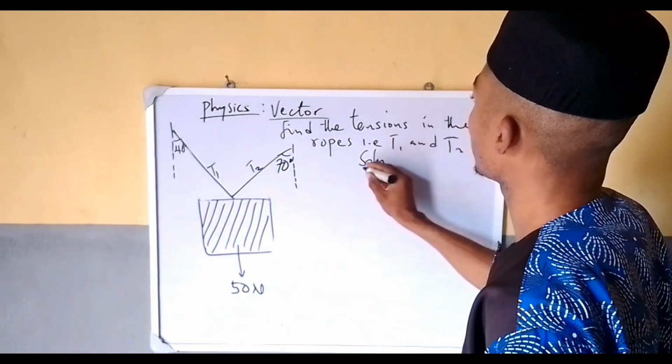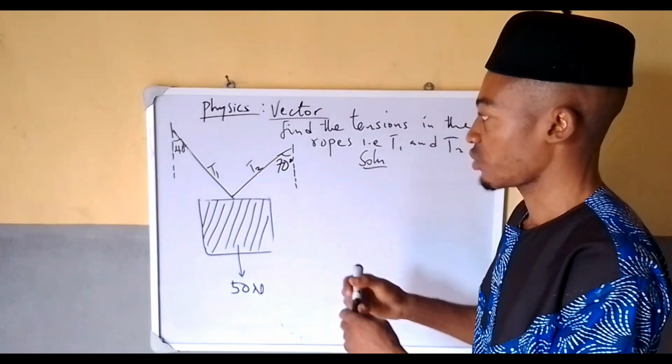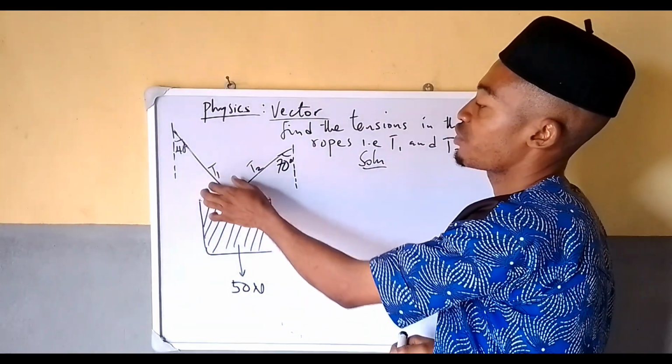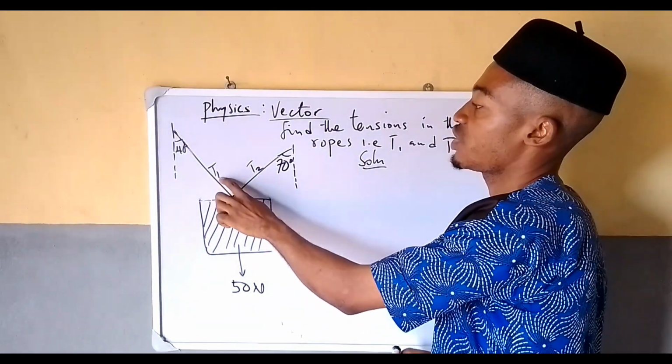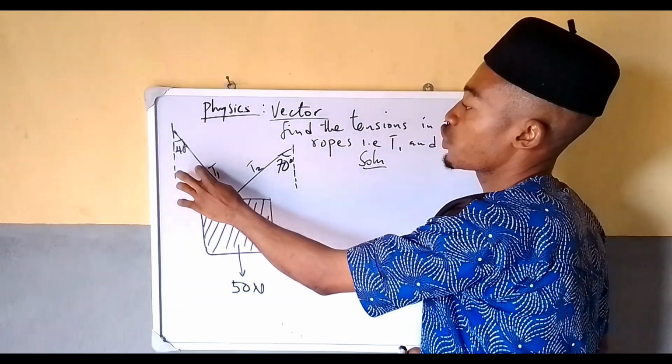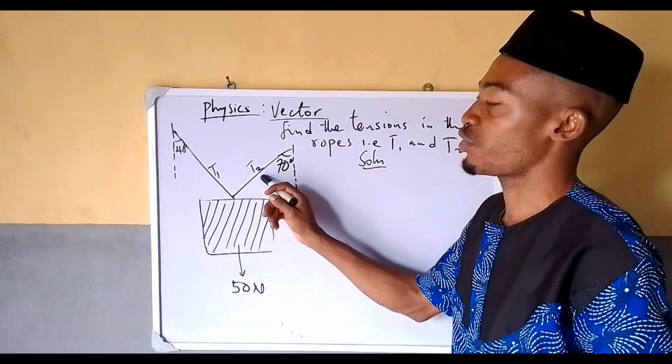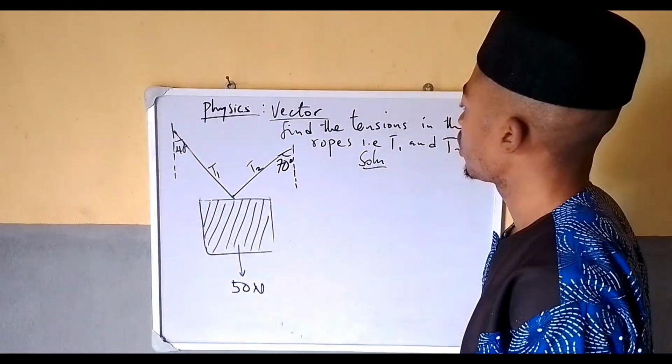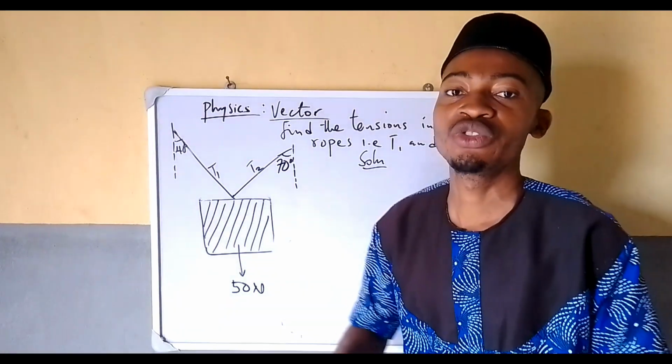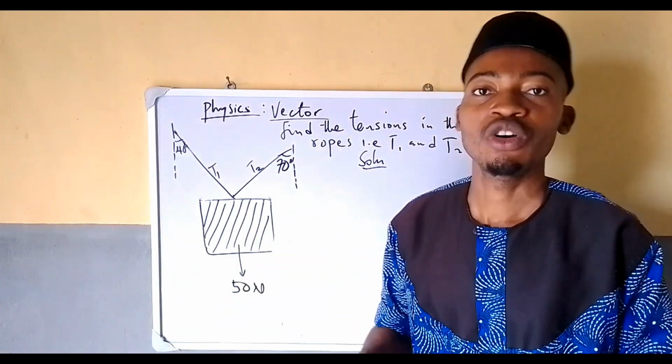In this case, the two ropes don't have equal tension. That is why you can see T1, T2, because the force on this rope is not the same as the force on the second rope. But we can resolve this as well using the triangle method of vectors.